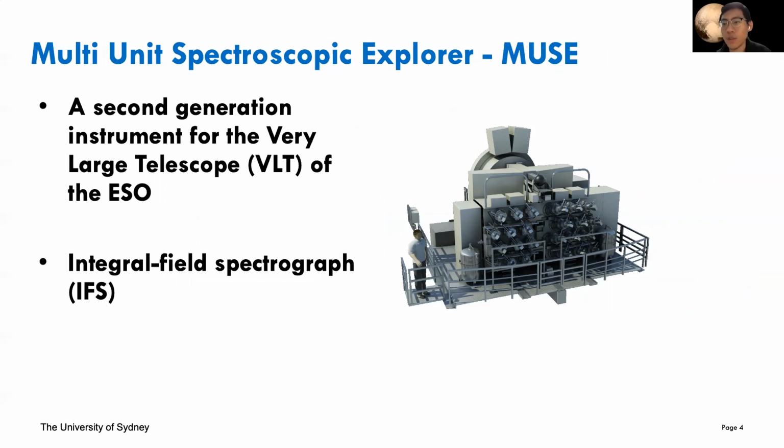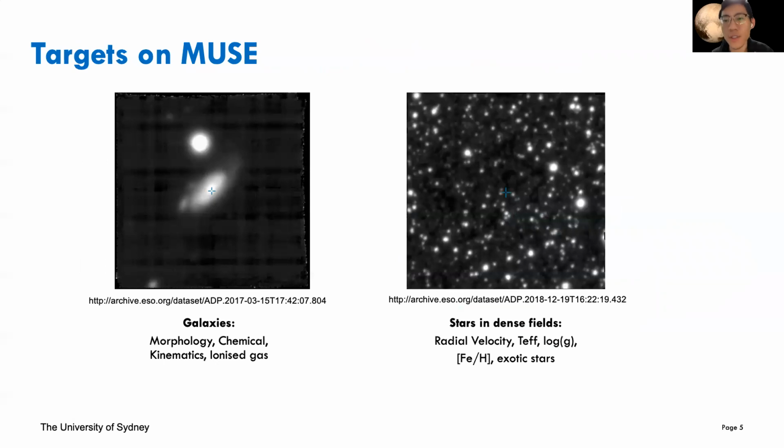It is a second generation integral field spectrograph that is installed on the VLT of ESO. Since the first light, most of the objects MUSE focused on were galaxies, like the left image, mainly helping scientists research their properties. However, some research groups are using MUSE to observe some dense fields full of stars, just like the right image. Most of them study the radial velocity, temperature, log g, metallicity, and some exotic spectra.